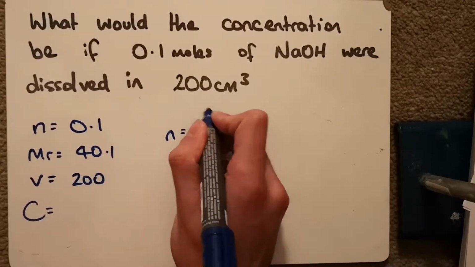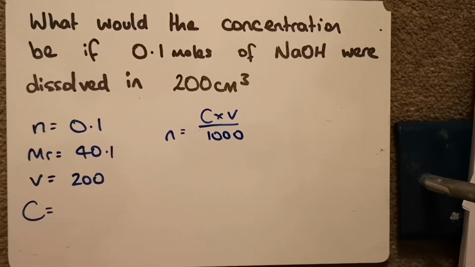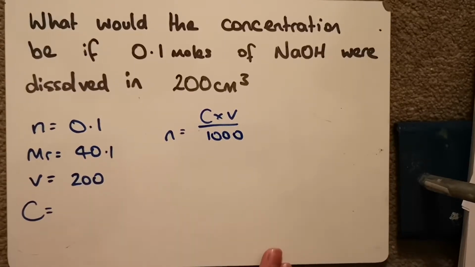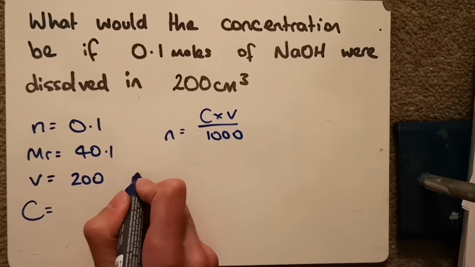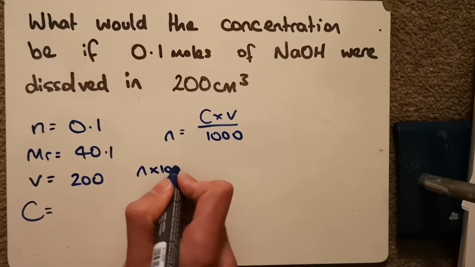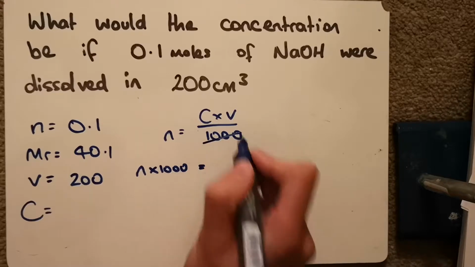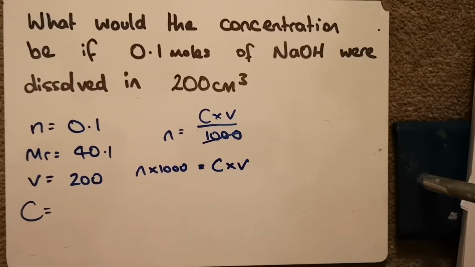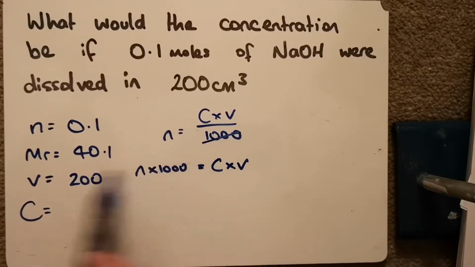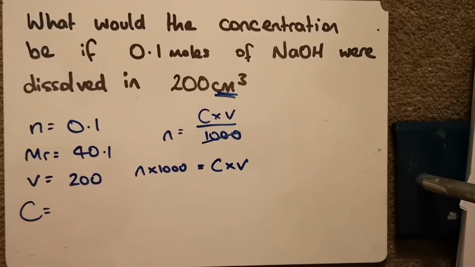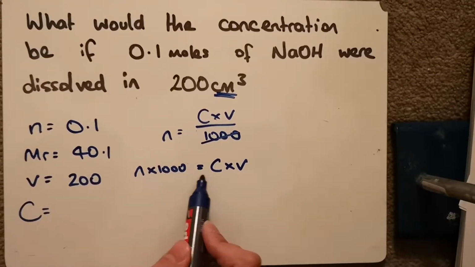So if we go to what we've seen earlier, we now need to rearrange this to make C our subject. So the first thing I'm going to do is times both sides by 1,000. So I've got N times 1,000 here, and if I times 1,000 on the right hand side, it's going to cancel this out. So N times 1,000 equals C times V. Now I need to divide by 1,000, sorry, in this equation, because I'm in centimetres cubed. Now I've got N times 1,000 equals C times V.